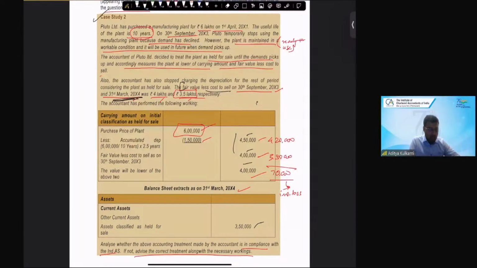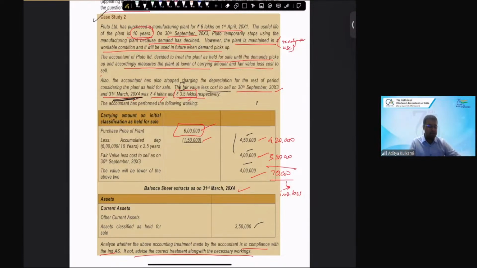So you will first start off with saying what the accountant has done is not right. This is not an asset held for sale because it is idle only for a temporary period. The asset is pretty much in a workable condition. And the intent of the entity is not to sell it off. Rather, the intent of the entity is to keep it with itself for the purpose of usage when the demand picks up. So first of all, Ind AS 105 is not applicable in this case.